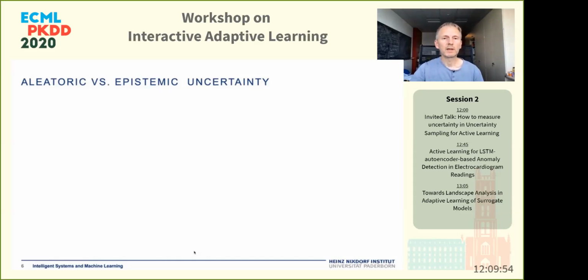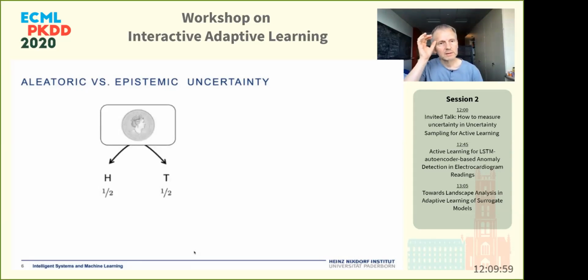So intuitively, what do we mean by aleatoric and epistemic uncertainty? Aleatoric uncertainty is uncertainty that is due to inherent randomness, so stochasticity. The prototypical example is coin flipping. You flip a coin, there are two possible outcomes, heads or tails, and you don't know. And then if you have to assign a probability distribution, assuming that the coin is fair, you will assign 1/2 probability to both possible outcomes.